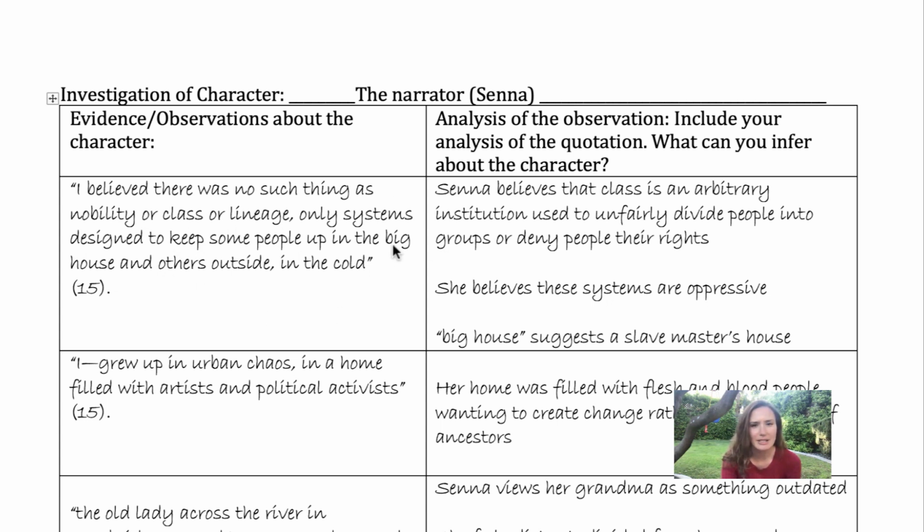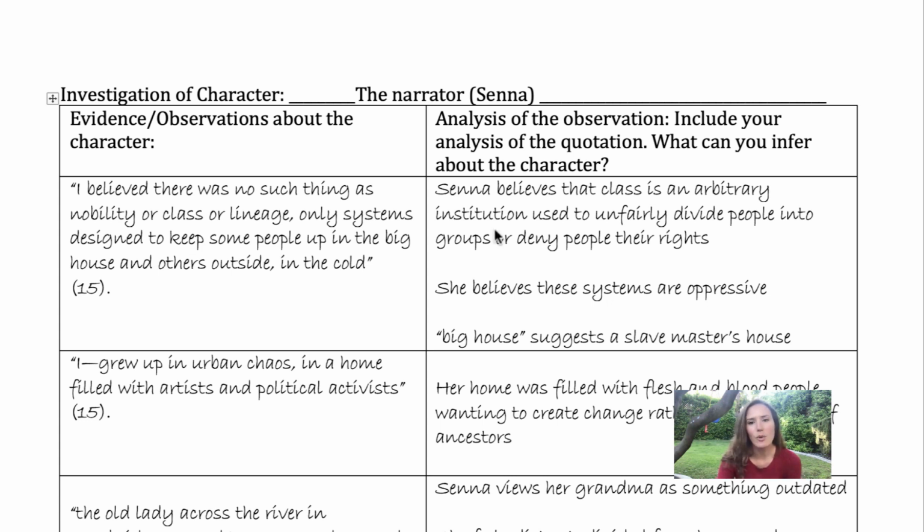At first that seems simplistic, right? Big house. But big house has lots of connotations. So one is obviously jail. We use big house as a euphemism for jail or for prison. But since Senna is also talking about race and the legacy of racism in the United States in particular, big house might also evoke a slave master's house or the slave owner's house in which some quote unquote house slaves used to work. So big house has a lot of different connotations there that Senna might be playing with.